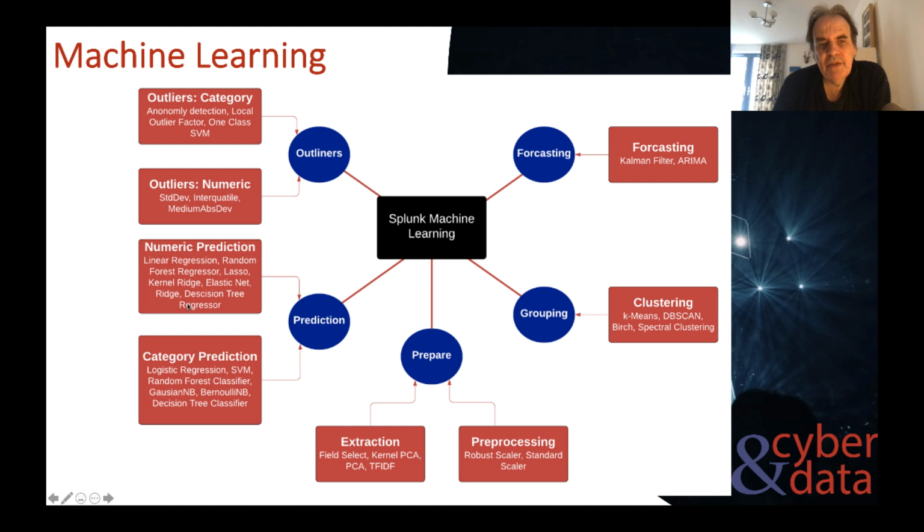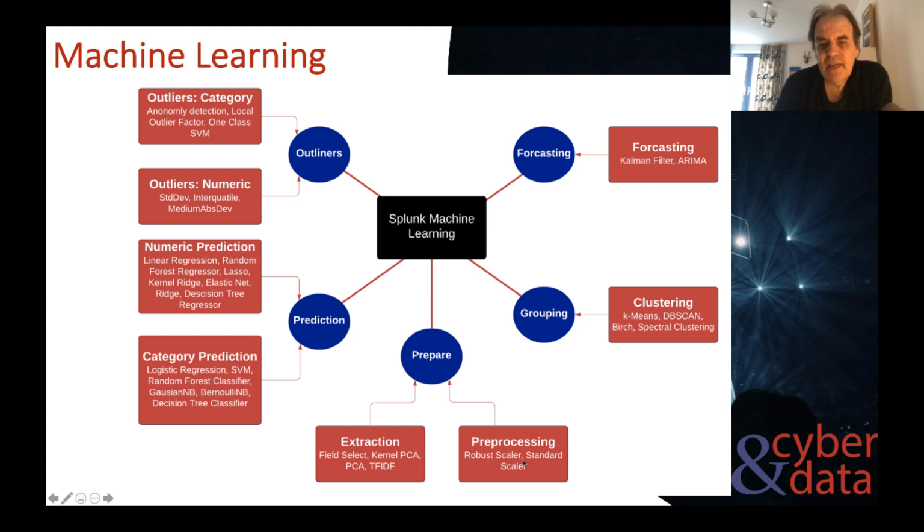Then we can have our prediction methods, again, category or numeric. With numeric, we often have our regression methods: linear regression, random forest regressor, lasso, and so on. And then for category, we can use logistic regression and SVM. And often we have to prepare our data. So for that, we might want to pre-process our data to normalize it, to bring the values together so that they are similar in scope.